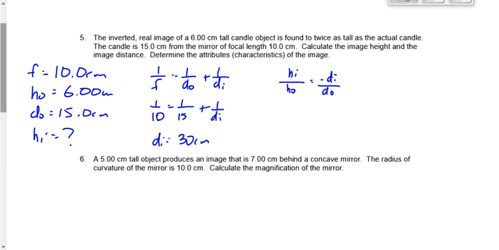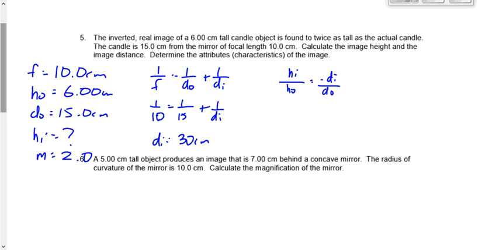Could you just times 6 centimeters by 2? How come? Oh yeah, we have the magnification here. You're absolutely right. It says it's twice as tall as the actual candle, so the magnification is 2.00. Absolutely. Good point. How many people did it my way? How many people did it Zach's way? Good. I'm glad you did it Zach's way, because actually it's a better way.